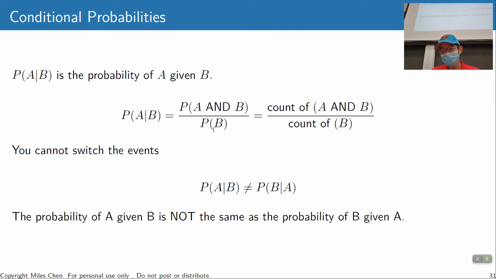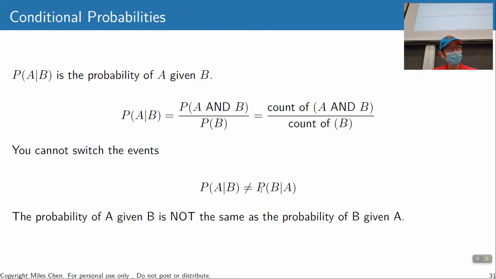We can also, if you have a table, take the count of A and B, and divide by the count of B. One thing that's important, though, is you can't switch the order of these things. When we talked about A and B, we can say the probability of A and B is the same as the probability of B and A.